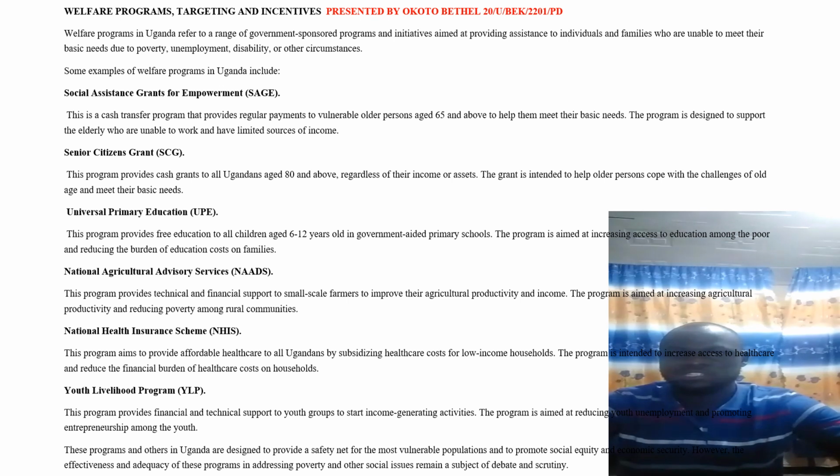The next one is the Youth Livelihood Program. This program provides financial and technical support to youth groups to start income-generating activities. The program is aimed at reducing youth unemployment and promoting entrepreneurship among the youth.